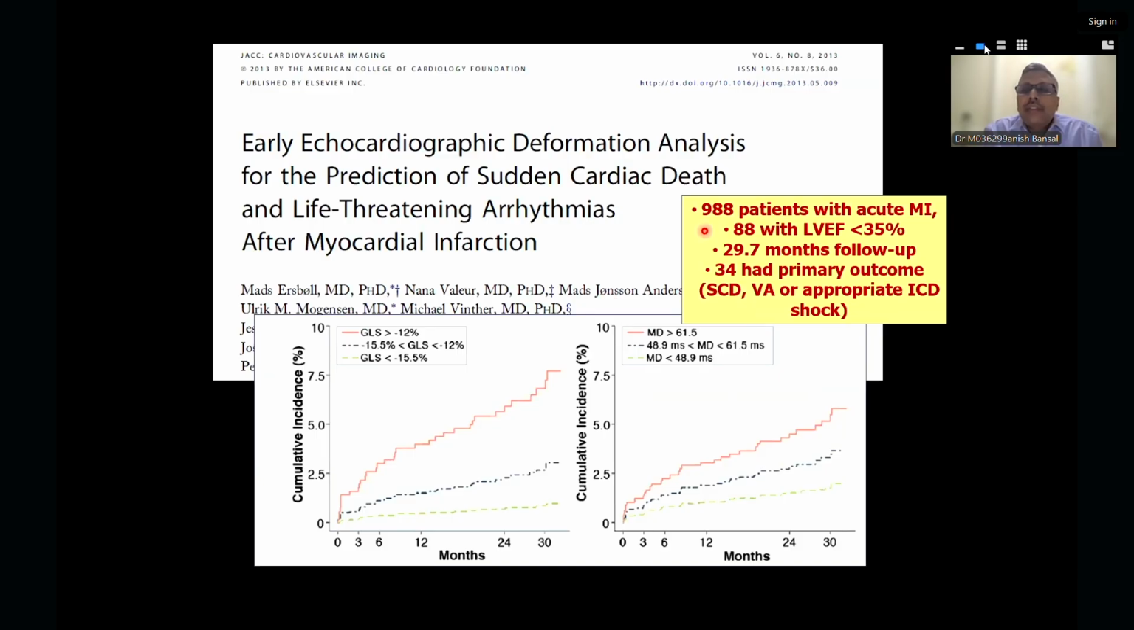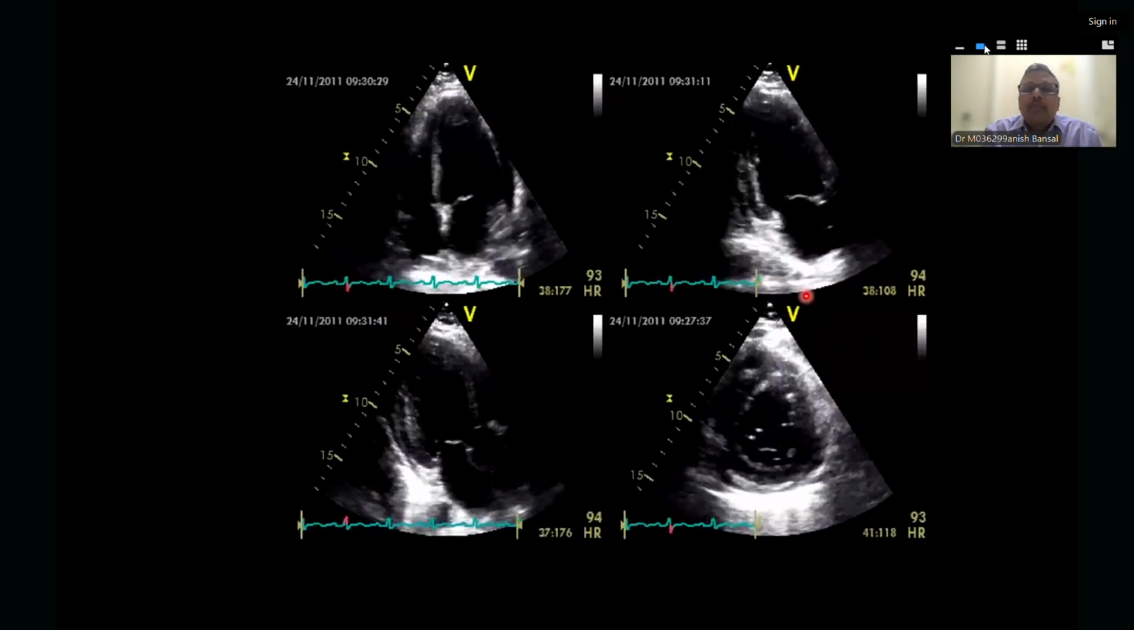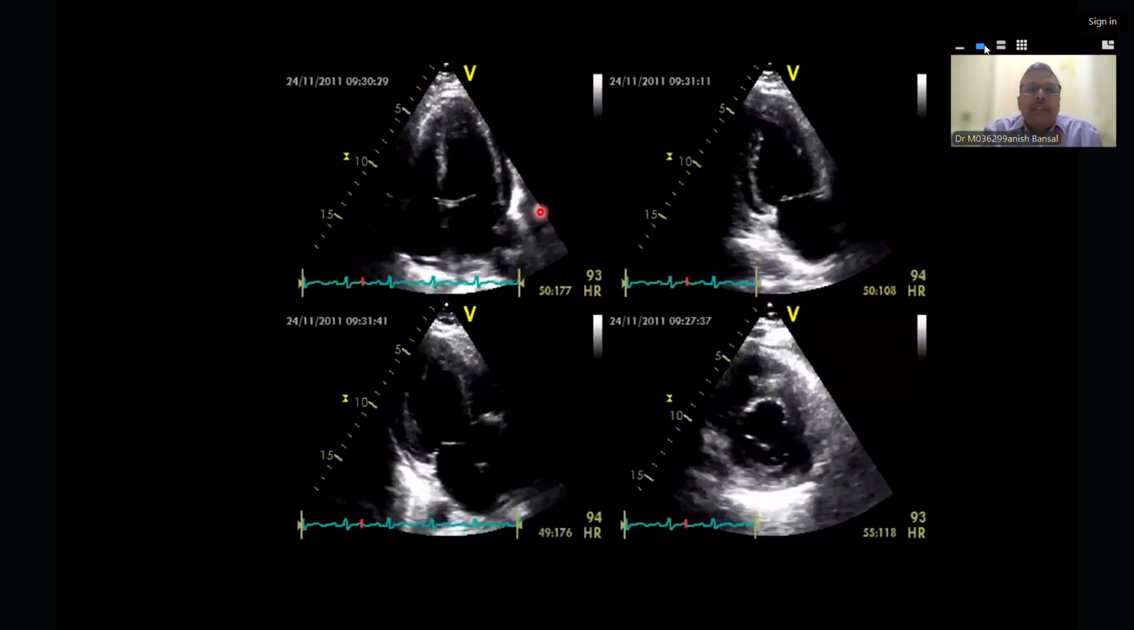So there are large studies, 1,000 patient studies showing the same thing, that if there is mechanical dispersion, there is a high risk of ventricular arrhythmias or appropriate ICD shock. So here we have an example.